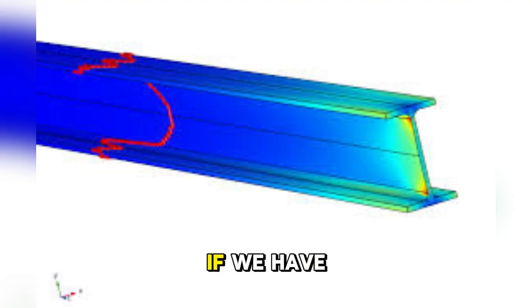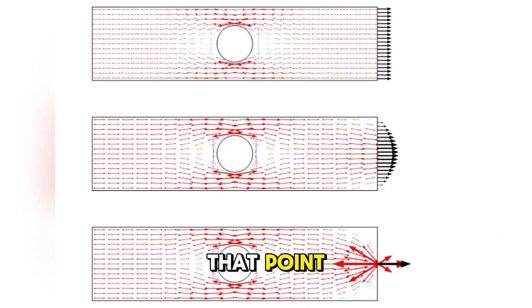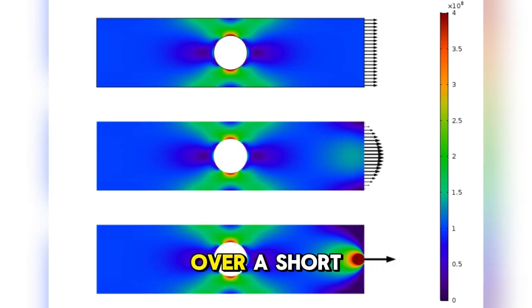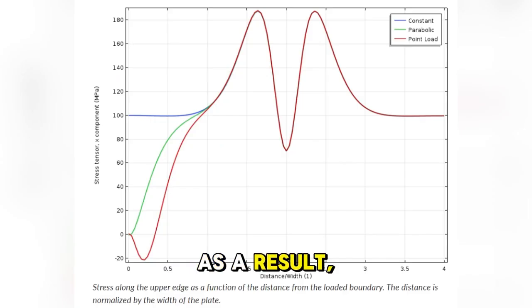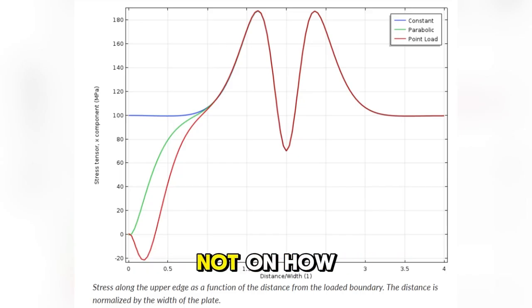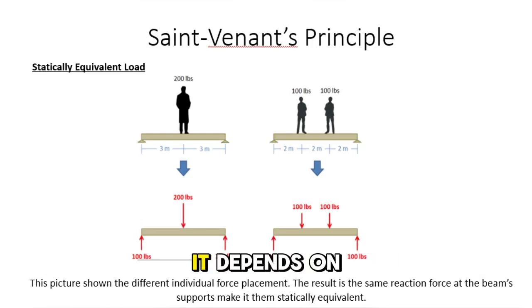For example, if we have a concentrated force acting on a beam, there will be high stress right at the point of contact. But as we move away from that point, the stress distribution will become more uniform, and it will be less and less affected by the exact shape or size of the load. This means that the intense localized stress spreads out and smooths over a short distance. As a result, far from the load, the structure's response depends mainly on the total load, not on how it is applied. Specifically, it depends on the force and the moment, not the way it was applied. This is St. Venant's principle.